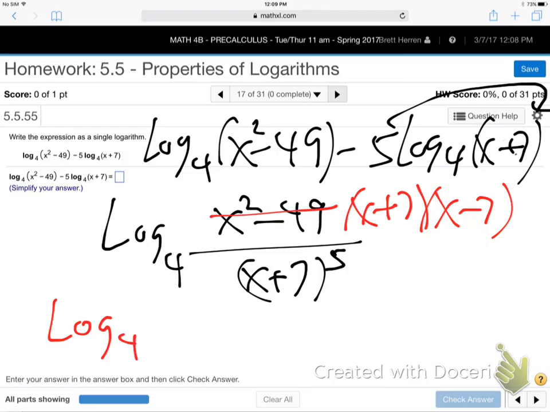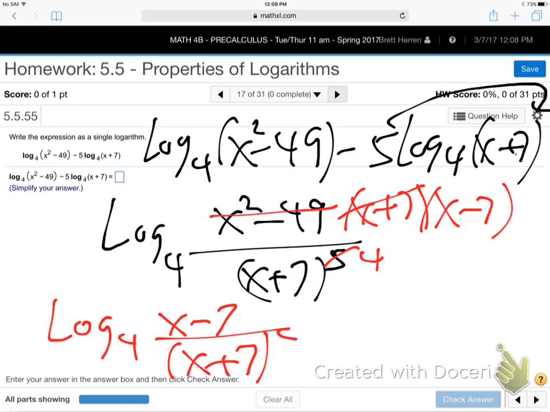Log base 4. This will cancel, leaving 4th power down below. It's x minus 7 over x plus 7 to the 4th. And there we are, we're done. We made it one log, like they wanted us to.